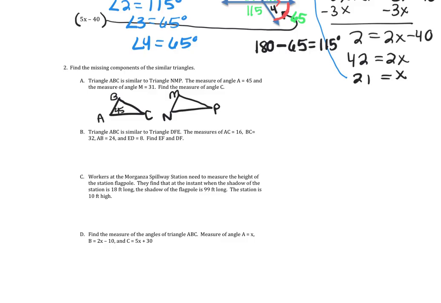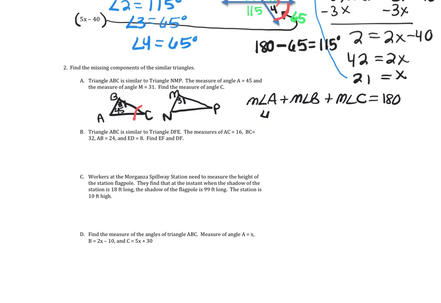And the measure of angle M is 31. Find the measure of angle C. Okay, so the question is angle C here, and here's what we know. If angle M is 31, then angle B is also 31. I can label that. And I know that the measure of angle A plus the measure of angle B plus the measure of angle C would equal 180 because of the triangle sum theorem.